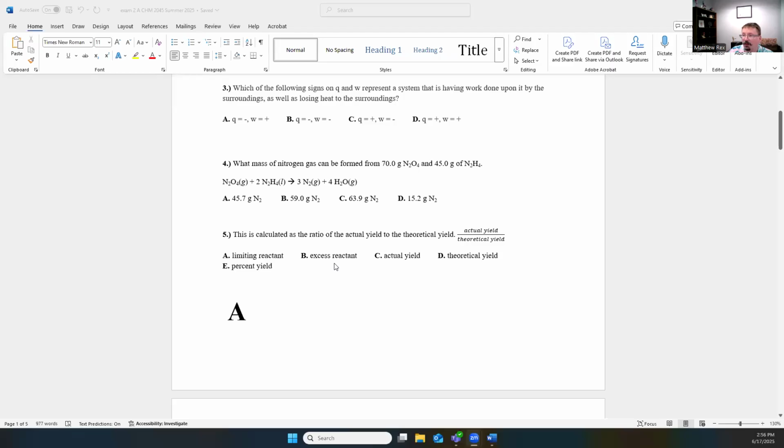Question 5. This is calculated as the ratio of the actual yield to the theoretical yield, or if we put the actual yield over the theoretical yield, that will give us our percent yield.